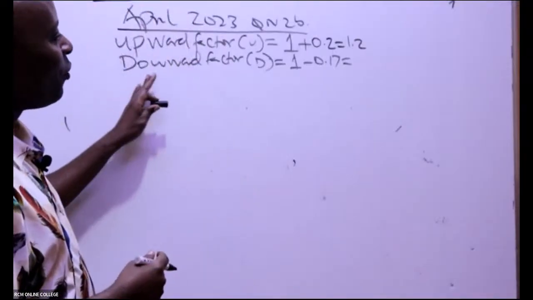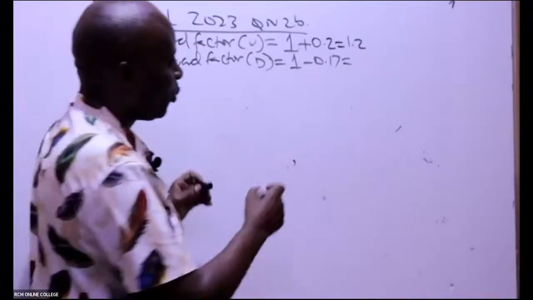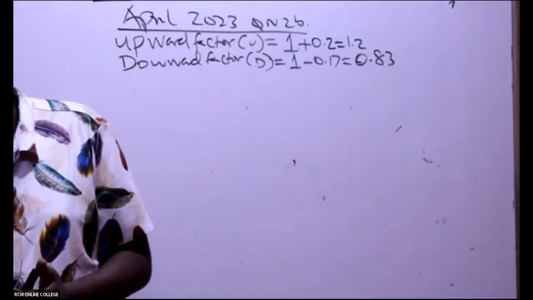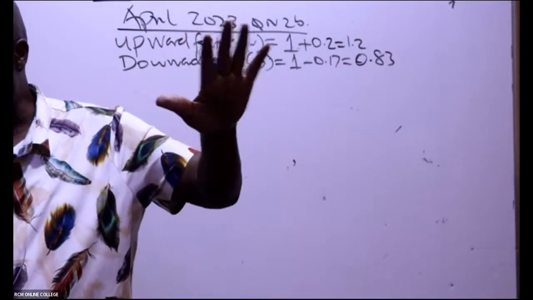So downward factor D is 1 minus 0.17, which gives us 0.83. So up to there, ladies and gentlemen, are we together first of all?